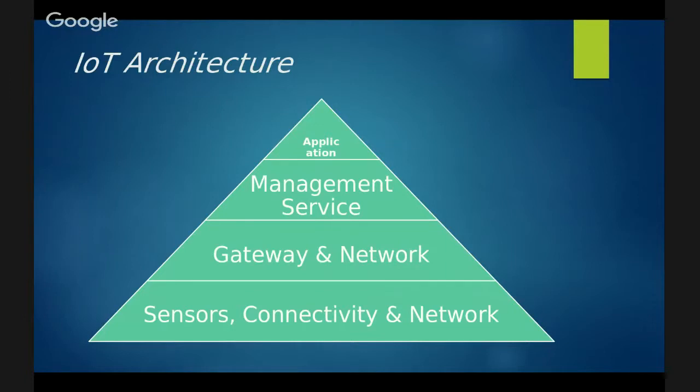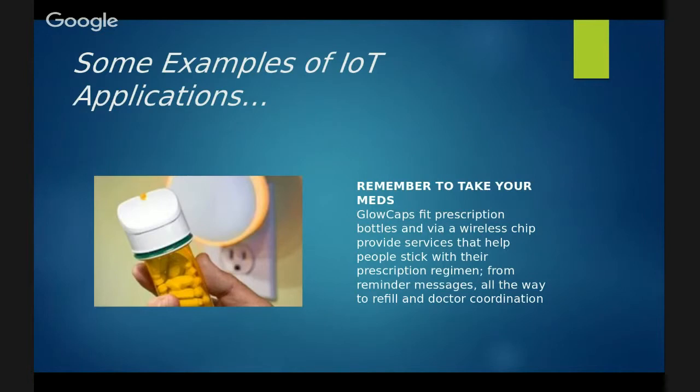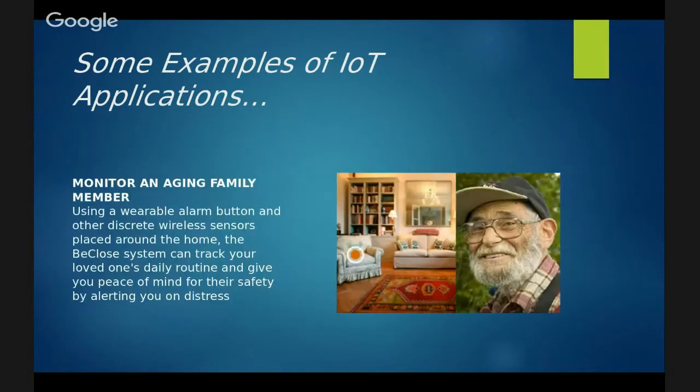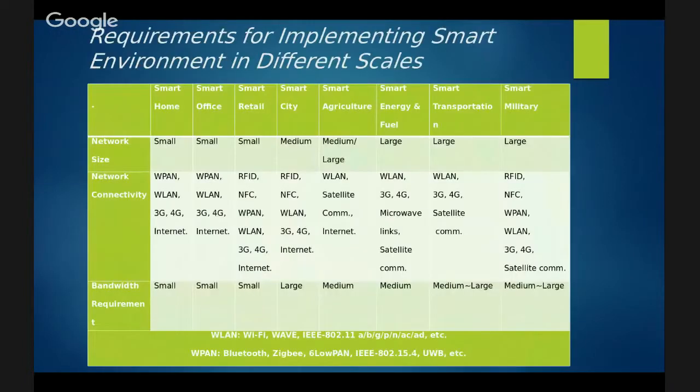Here are just a few examples of IoT applications, like a baby monitor using a sensor, making an app to remind you to take your meds, monitoring an aging family member residing in a nursing home, or a smart trash can. And here are the various requirements for implementing a smart environment in different scales, from small scale to medium to large.